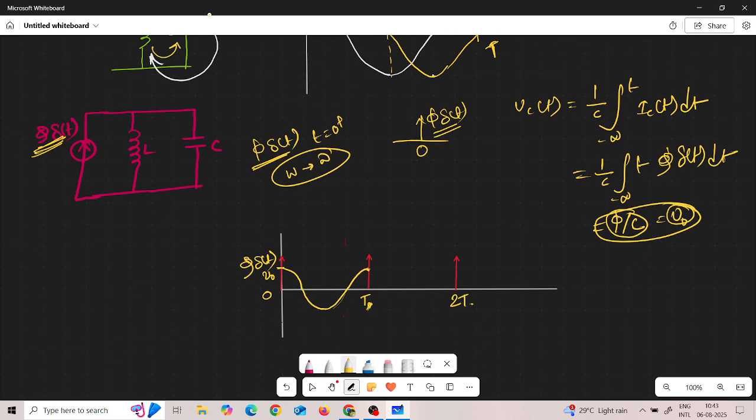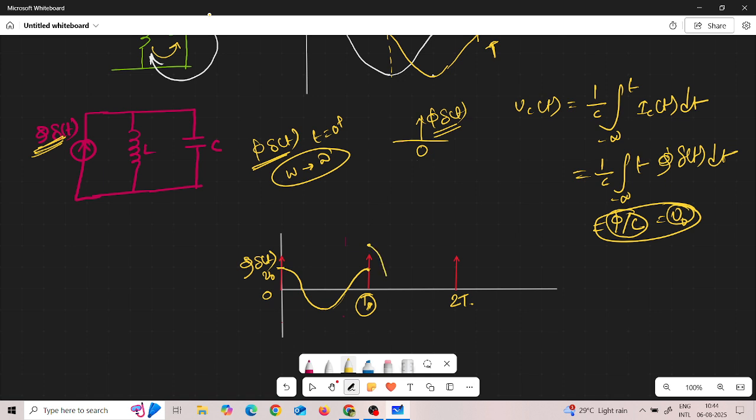Now again at time interval T, what happened? Another similar kind of pulse appeared. So due to this, the capacitor will again charge. Now the capacitor here is charged to V naught voltage. Again V naught will come, so total 2 V naught. So now the waveform will start from this point.